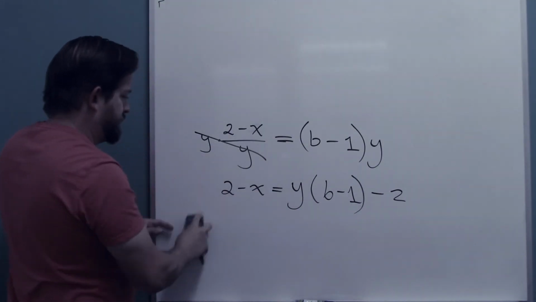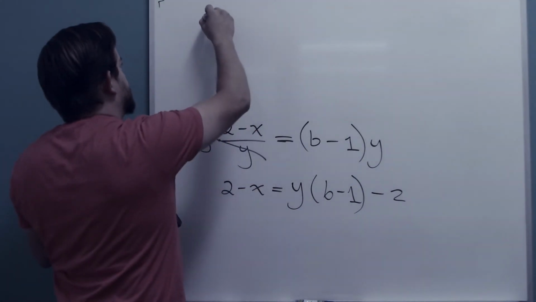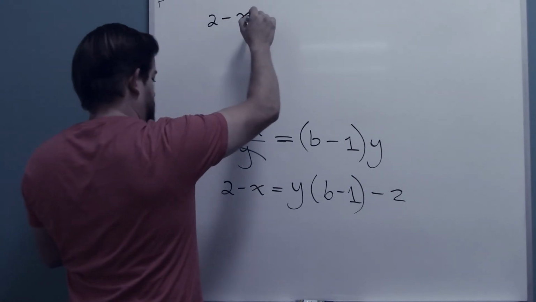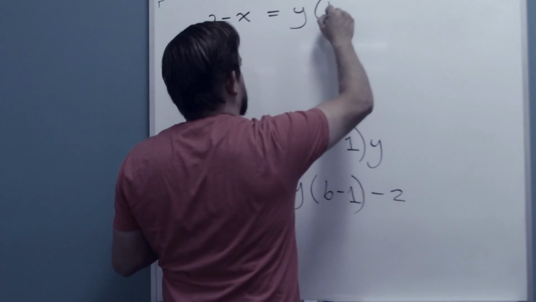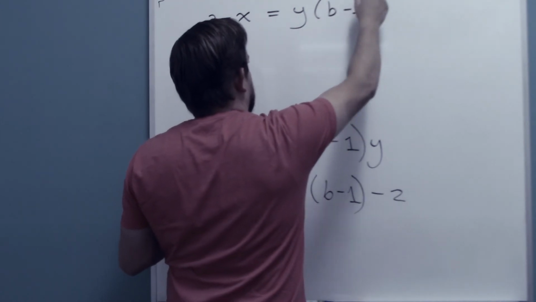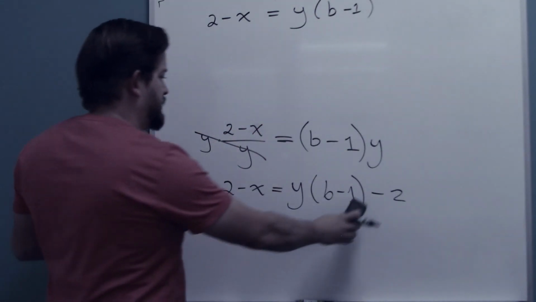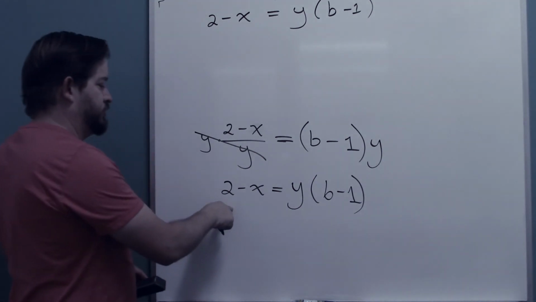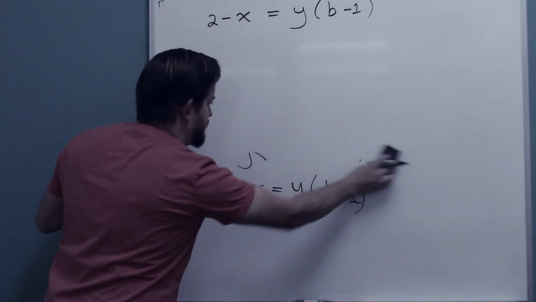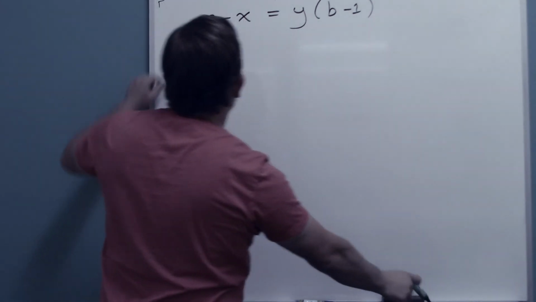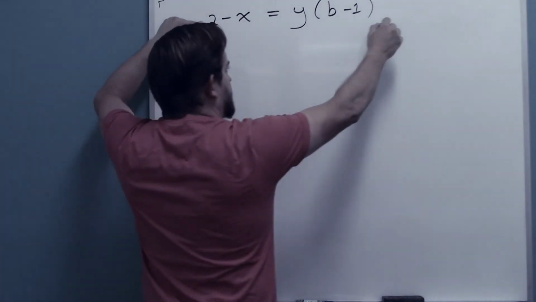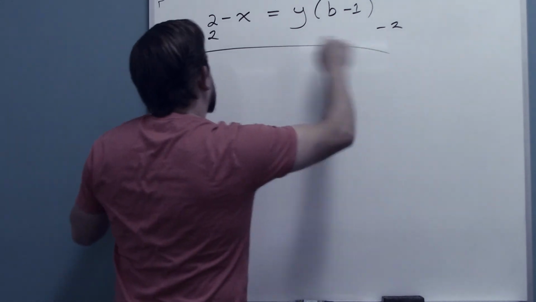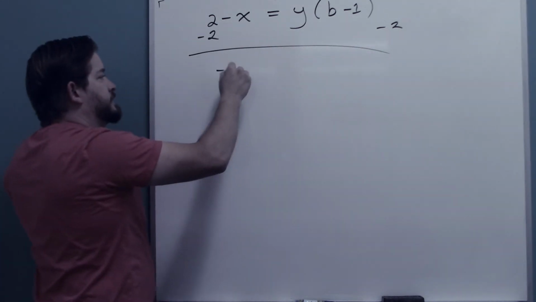So let me just rewrite this. I have 2 minus x equals y times b minus 1. Right. And I'm subtracting 2 from both sides, right? And here we go, clean slate. To isolate this x term, I'm going to subtract 2 from both sides. That still leaves me with negative x.